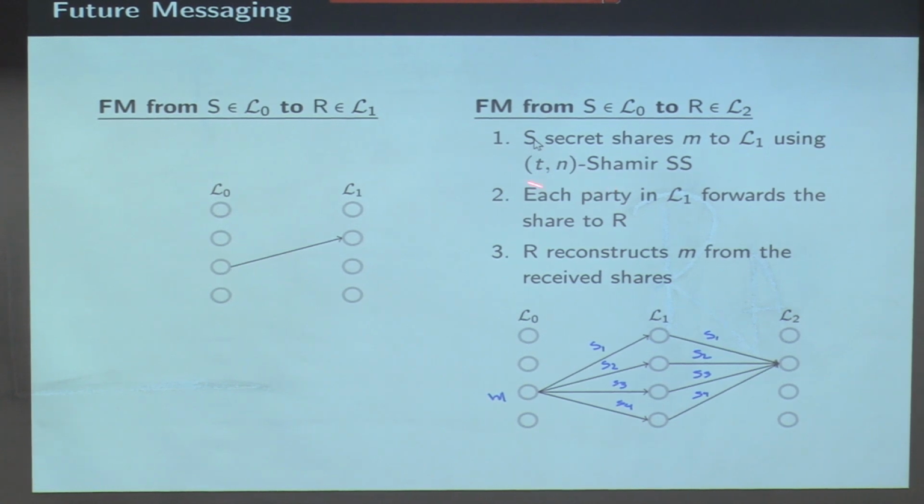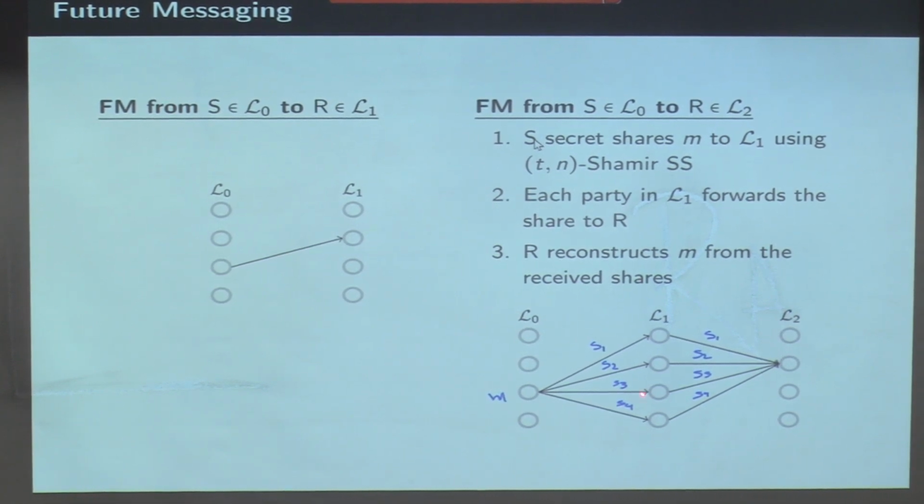I'm sure that you're comfortable with secret sharing. So over here, when T is less than n by 3, we have a simple scheme. What is the idea? The sender will secret share the message onto layer 1, and then the parties in layer 1 will simply forward the secret shared message to the receiver.